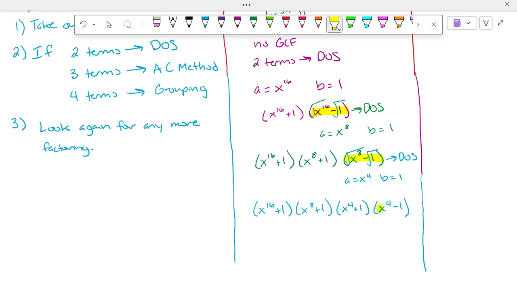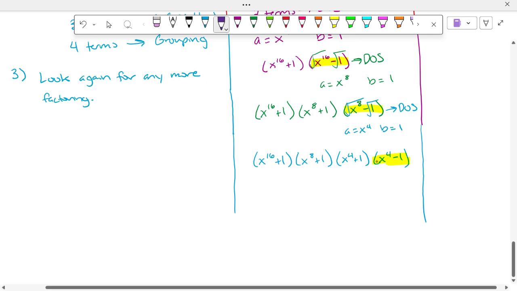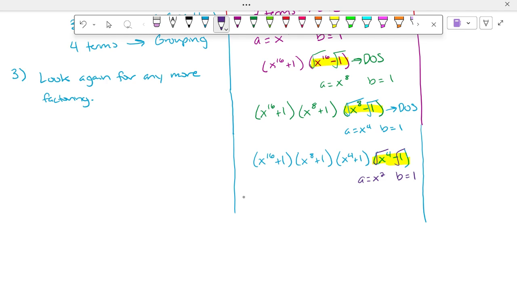Still not done. So we got another difference of squares. Square root the first and the last. A is equal to x squared. B is equal to 1. So x to the 16th plus 1 times x to the 8th plus 1 times x to the 4th plus 1 times x squared plus 1 times x squared minus 1.